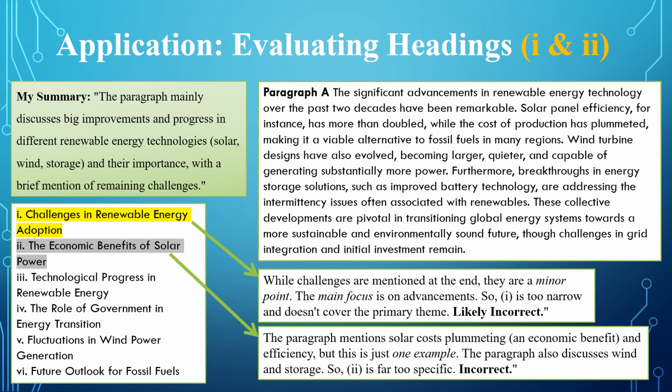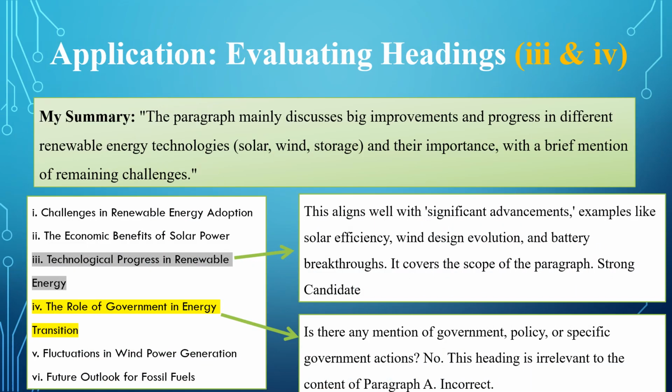Heading E. The economic benefits of solar power. The paragraph mentions, cost of production has plummeted for solar. This is an economic benefit. But the paragraph also talks about solar efficiency, wind turbine designs, and energy storage. Solar economics is just one part of one example. This heading is far too specific to be the main idea of the whole paragraph. Incorrect.